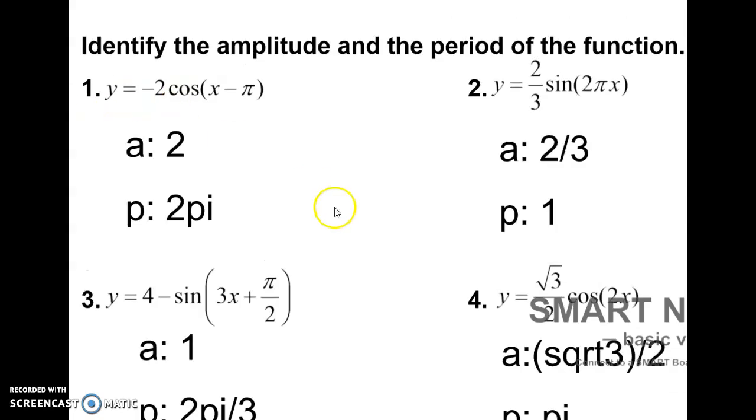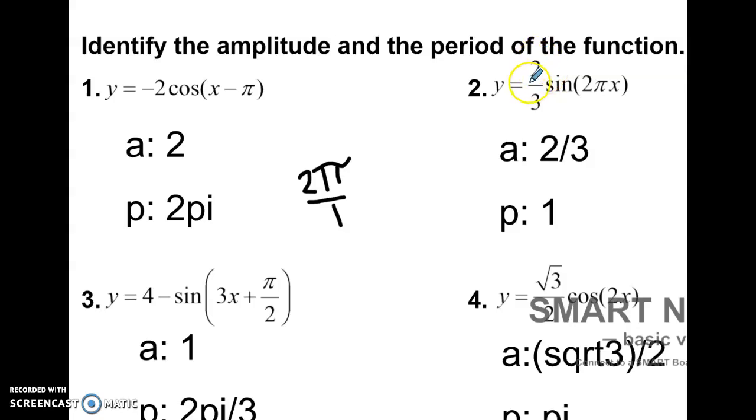So here's the answers. Number one, amplitude. And amplitude remembers the height. And amplitude is always found in front of the trig function. So the 2, even though it's negative, the amplitude is always a positive number. So the amplitude is 2. And the period is 2 pi. Because the number in front of the x is a 1, and how you find the period is you take 2 pi and you divide it by b, and b in this instance is 1, so 2 pi divided by 1 is just 2 pi.